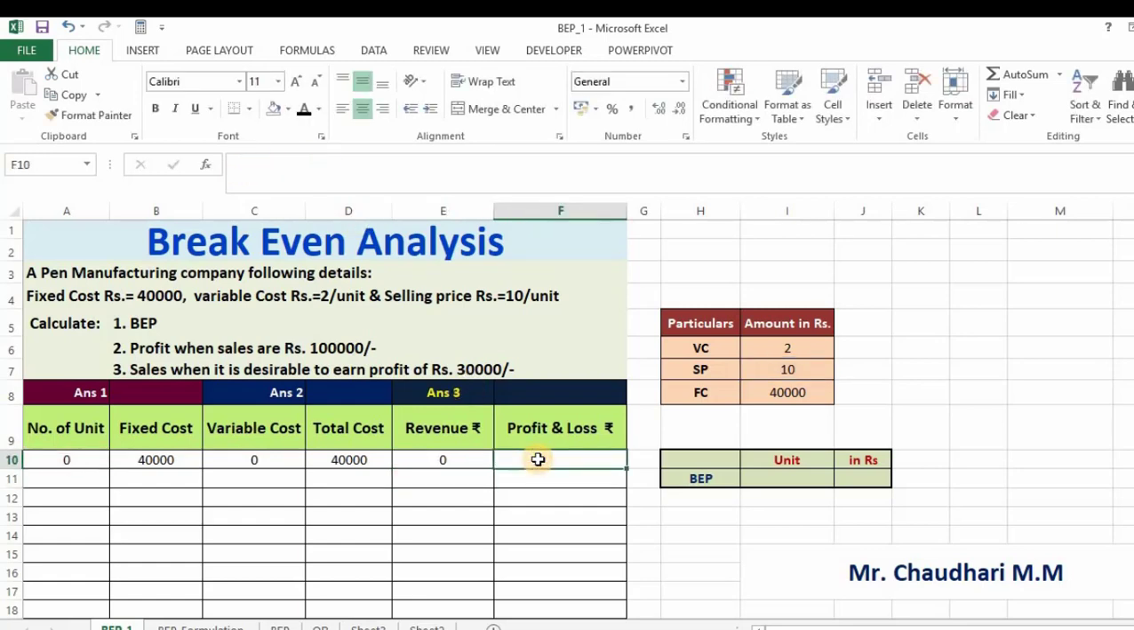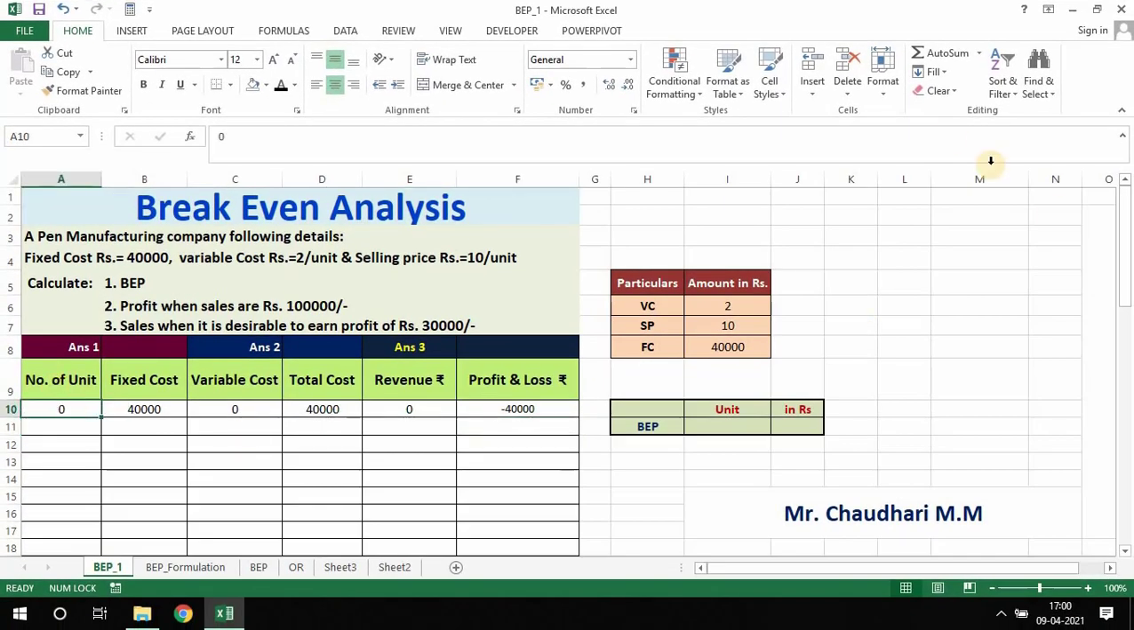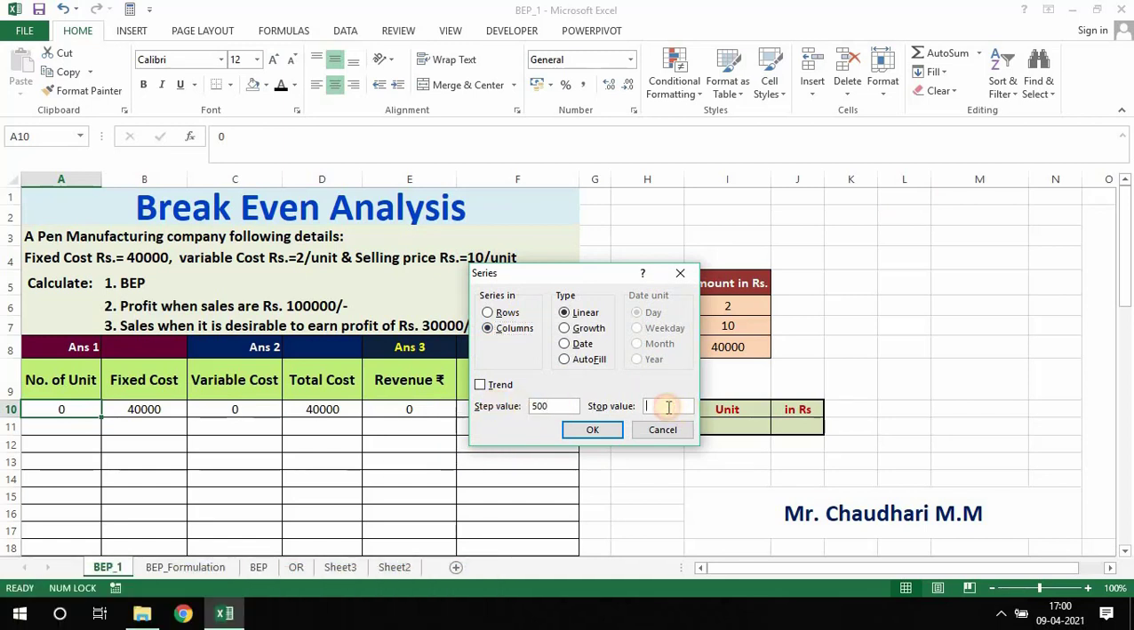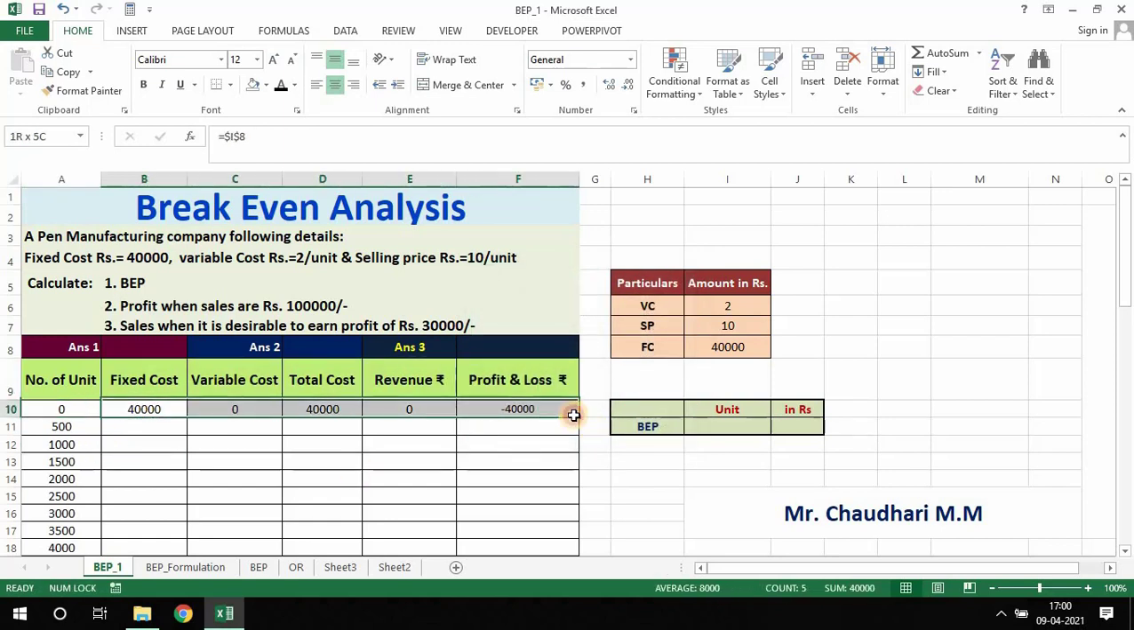Next, profit and loss is equal to revenue minus total cost. Okay, so the table is done now. So click here, go to Fill, Series, then Series in Columns. What is the step value? The step value is 500 and the stop value is, suppose, 26,000. Then click on OK. Then select this, go to the corner and autofill.